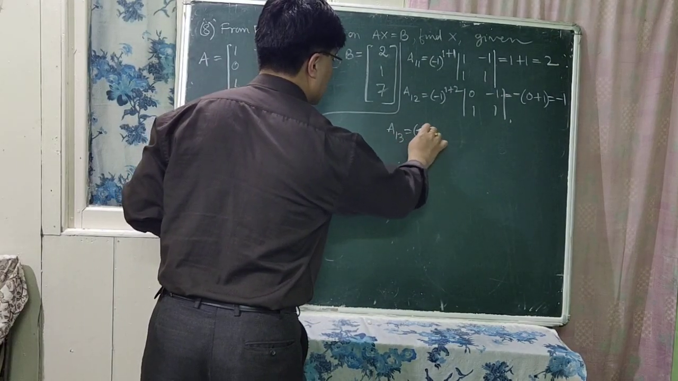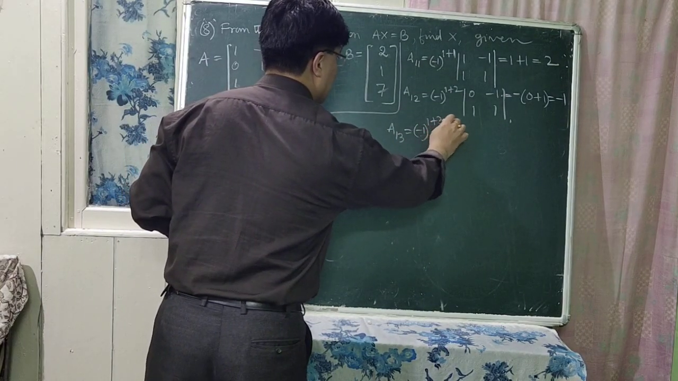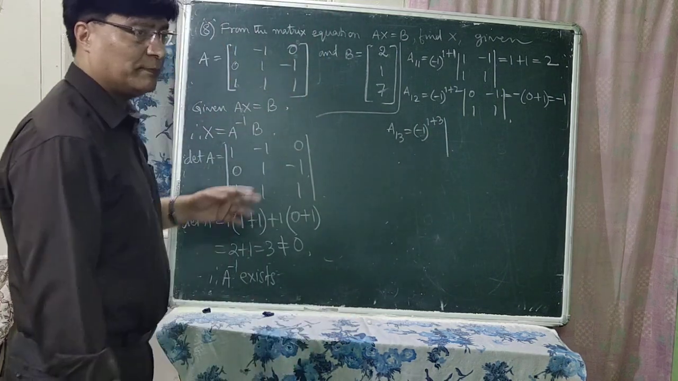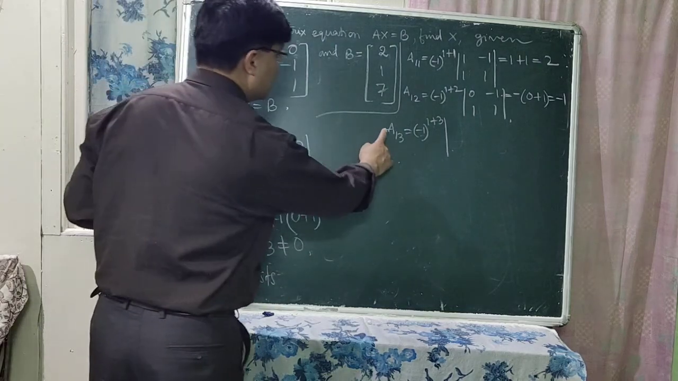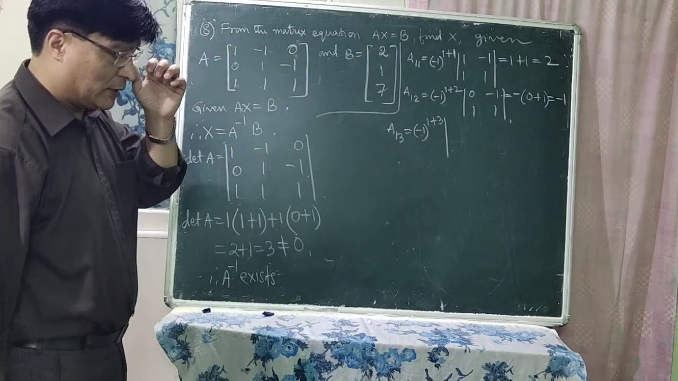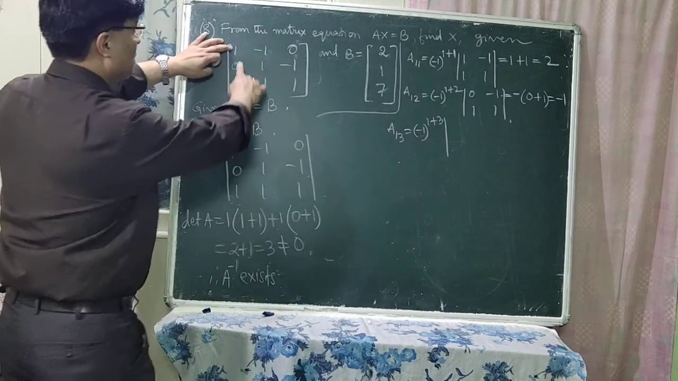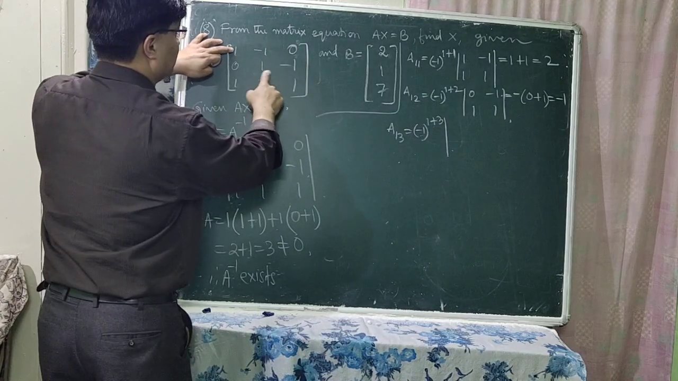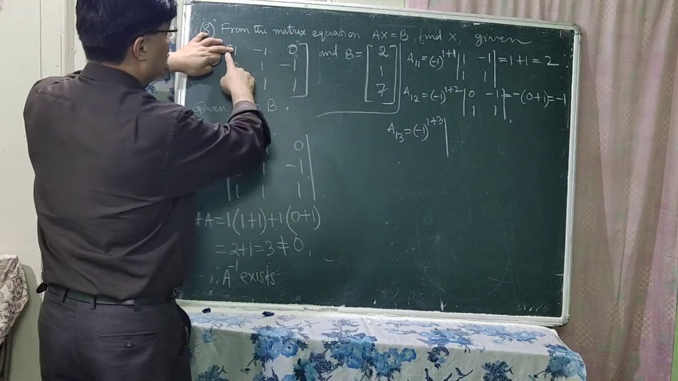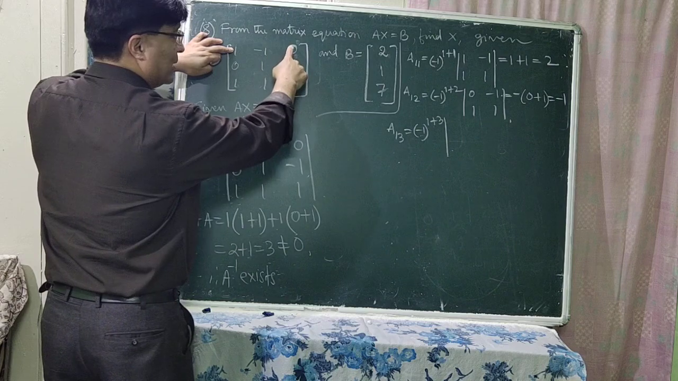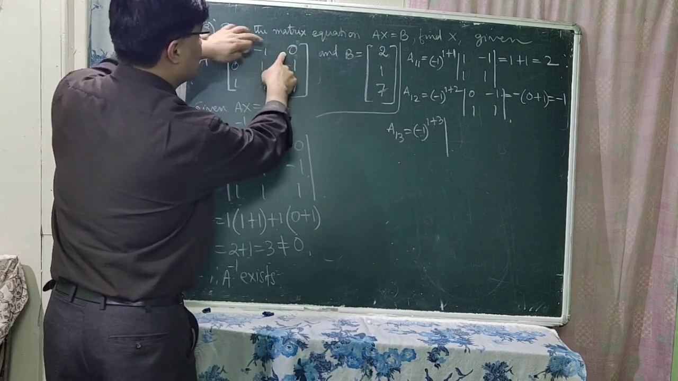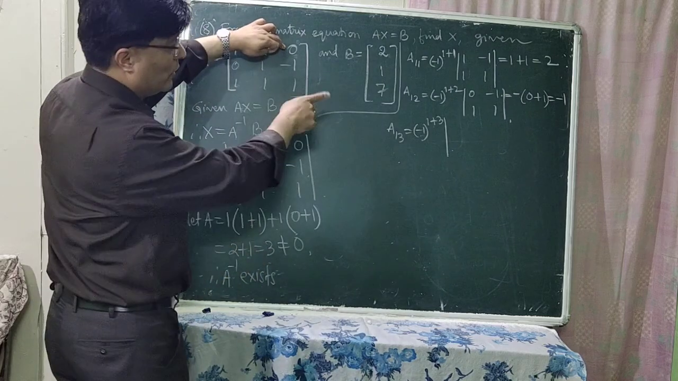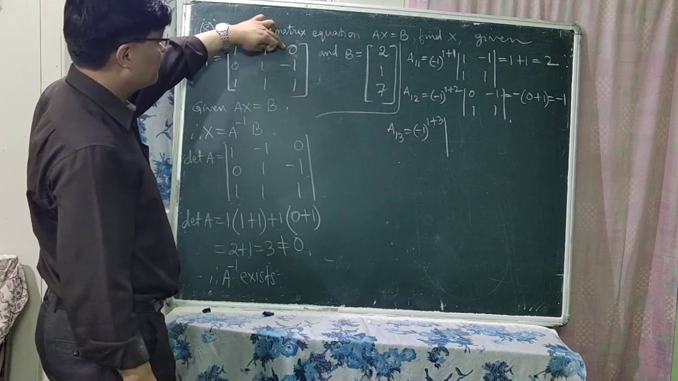Next one is A13. Now consider the sign first. Minus 1 whole to the power 1 plus 3. Now A13 means the cofactor of the element belonging to the first row and third column. First row, third column. That means 0. You have to find the cofactor of 0. We have already considered the sign.